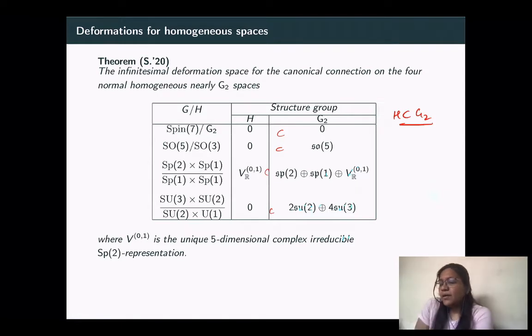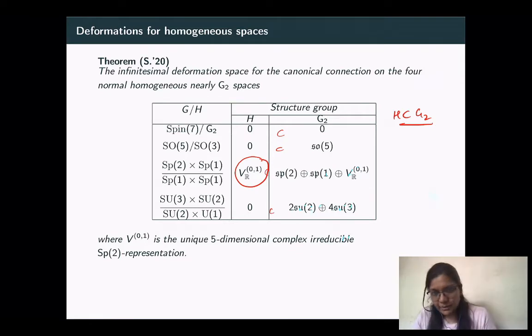Okay, so now similarly for the squashed sphere Sp2 cross Sp1 over Sp1 cross Sp1, for the H structure group, we have the real part of the 5-dimensional irreducible representation of Sp2, which we can represent in terms of highest weights by V(0,1). In the G2 case, we have the adjoint of Sp2 plus the adjoint of Sp1 plus again the same. So of course that has to be there. And for the last one, the Aloff-Wallach space, again there are no deformations for the H case, but there are deformations in the G2 case, which are just written here. Okay, so these are the deformations.